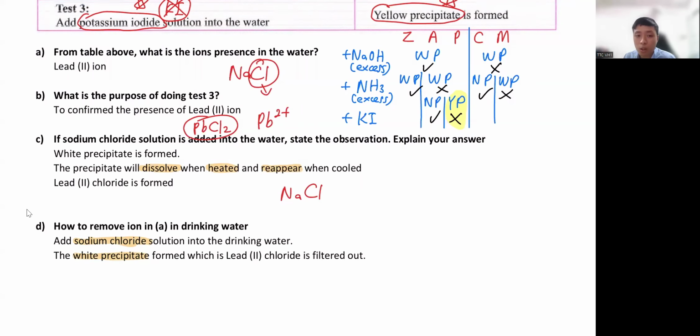Let's say inside the water I got contain Pb2+. How do I remove it? So I put NaCl, so that the Cl can take the Pb out together.